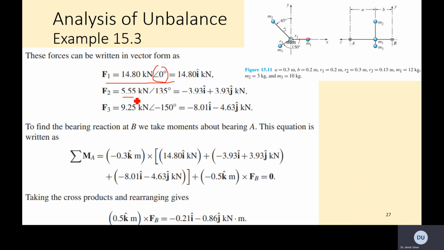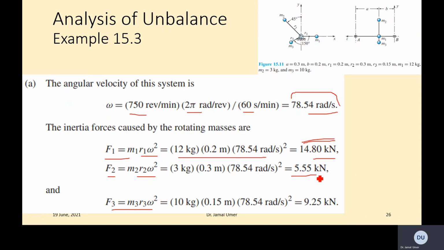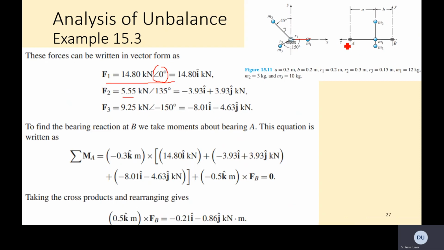Now you see the second one, F2, which is determined here, 5.55 kilonewton, and it has an angle all the way up here. So what is it? This one is 90 plus 45, which comes to 135. F3 is negative 150, which is taken as a negative 150. You can literally write it as 180 plus this little part, which is 30. So 210. So it's basically the same thing.